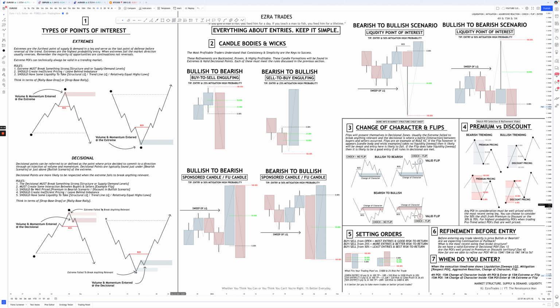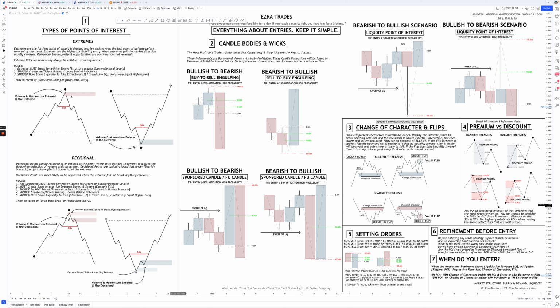Now, once you know your valid points of interest because they meet all those rules, what you're trying to do is refine down as much as possible so that you can get a candle that looks clean, whether that's a buy to sell engulfing, or a sponsored candle, or a liquidity POI, a sell to buy engulfing, whatever. These are the 3 basic things that you're looking for, and there are 100 different ways they can look, because there are always going to be variations. But the principle behind it, this is what you're looking for.